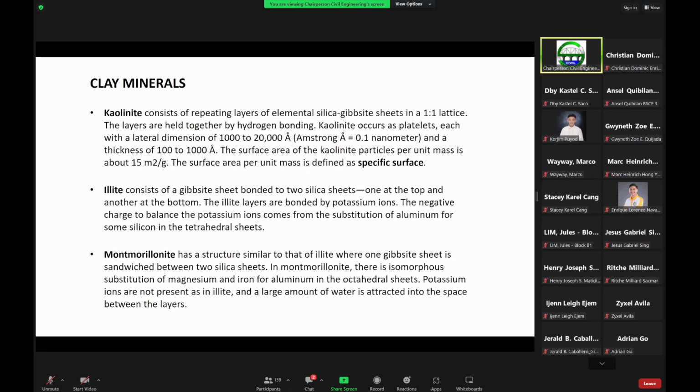Now, the moment the SEM test tells us that we have a montmorillonite clay, then in practice or in construction, we start to worry. It's not really that worrisome, but what makes it worrisome is the cost of ground improvement.